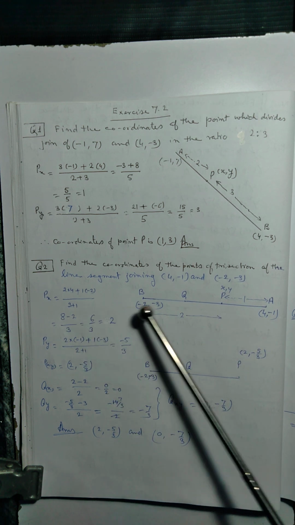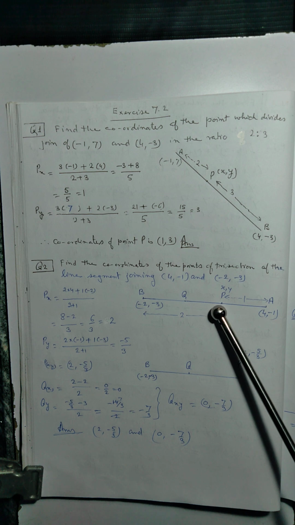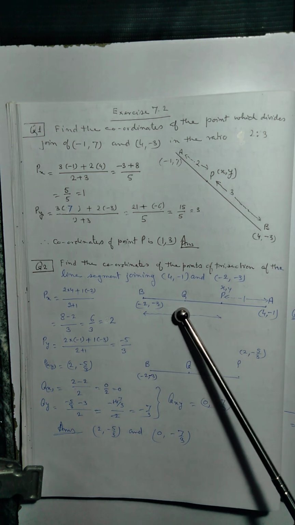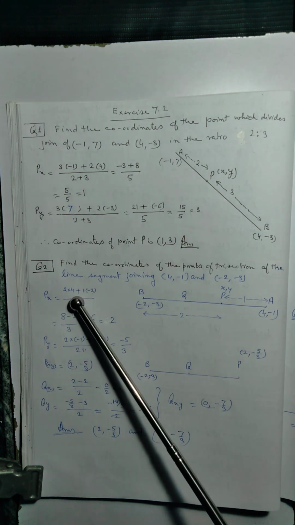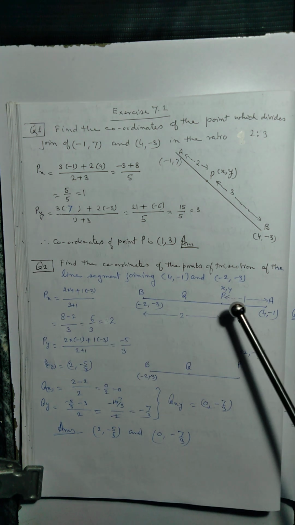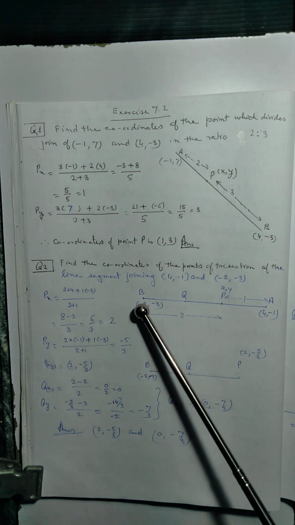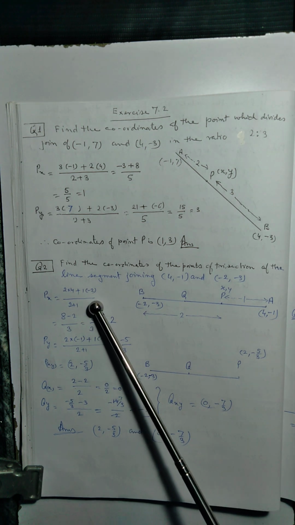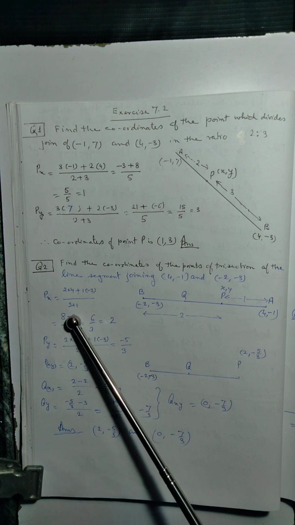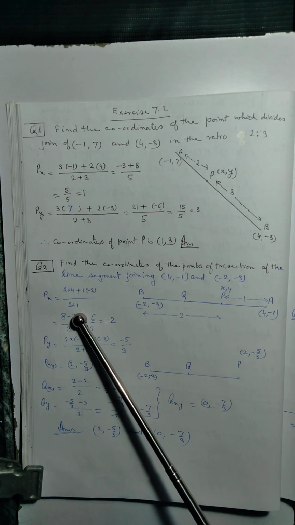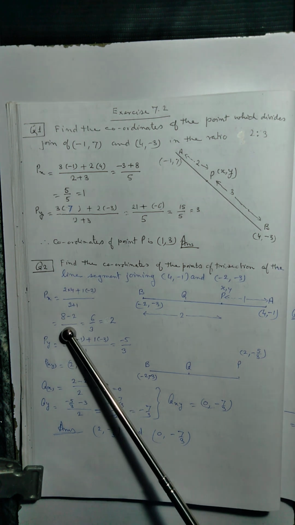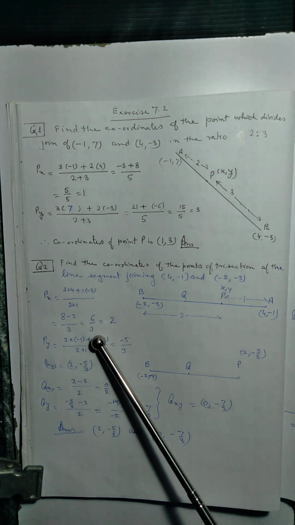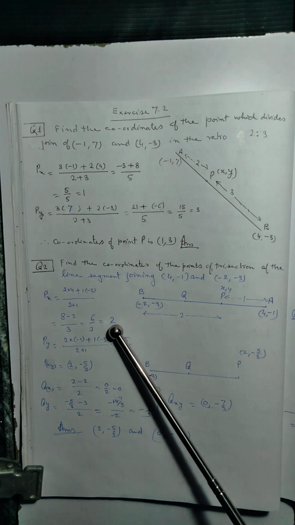In order to get Px, the abscissa of the point P, it will be equal to 2 into -2 plus 1 into 4, whole divided by 2 plus 1. Solve it, you will get 8 minus 2 divided by 3, that is 6 by 3, and it will be 2.